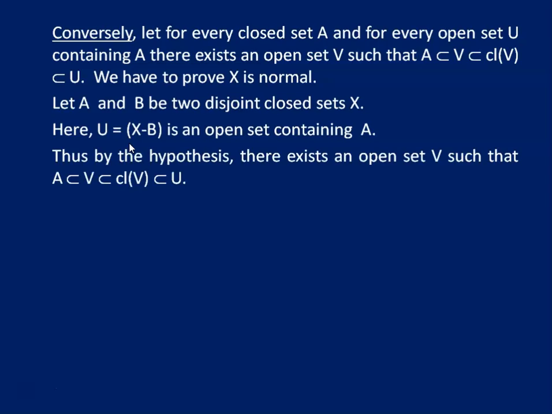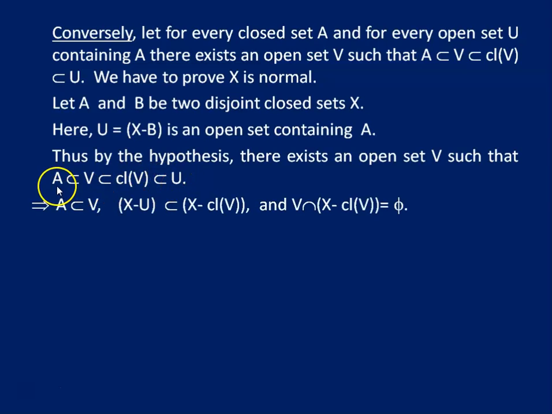Now by the hypothesis, there exists an open set V such that A is a subset of V, is a subset of closure of V, is a subset of U. That means A is a subset of V. Since closure of V is a subset of U, taking complement on both sides, complement of U is a subset of complement of closure of V. So X minus U is a subset of X minus closure of V.